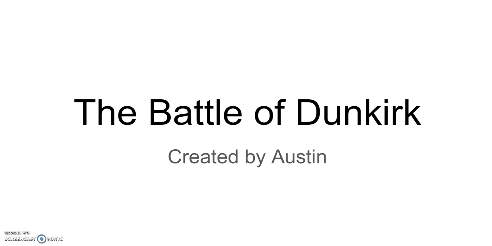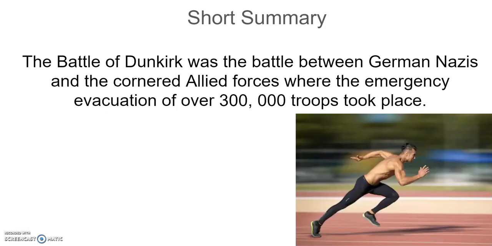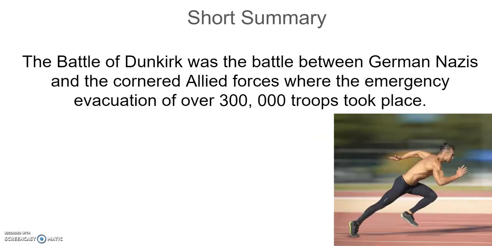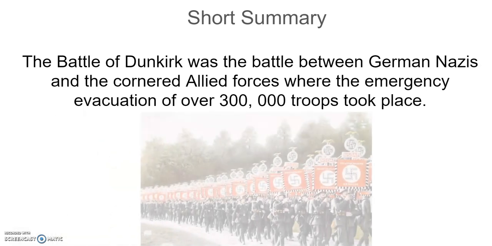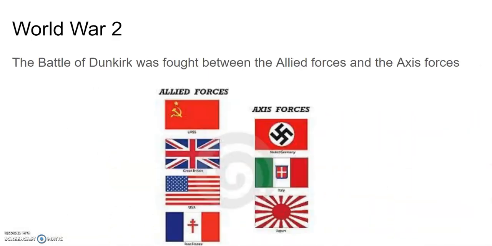The Battle of Dunkirk. The Battle of Dunkirk was the battle between the German Nazis and the cornered Allied forces, where the emergency evacuation of over 300,000 troops took place. In World War II, the Allied forces, which consisted of the USSR, Great Britain, USA, and France, fought against the Axis forces, which consisted of Nazi Germany, Italy, and Japan.